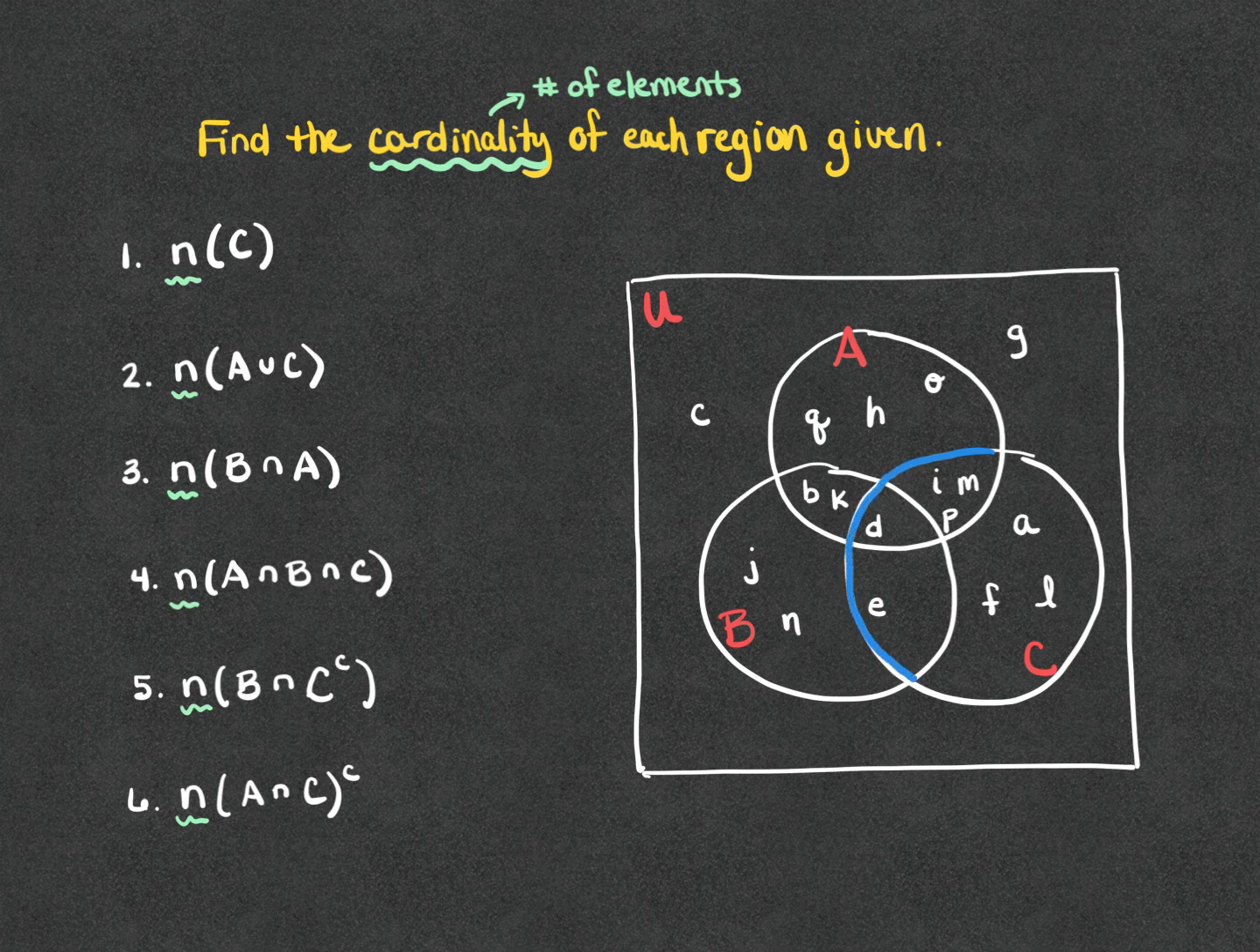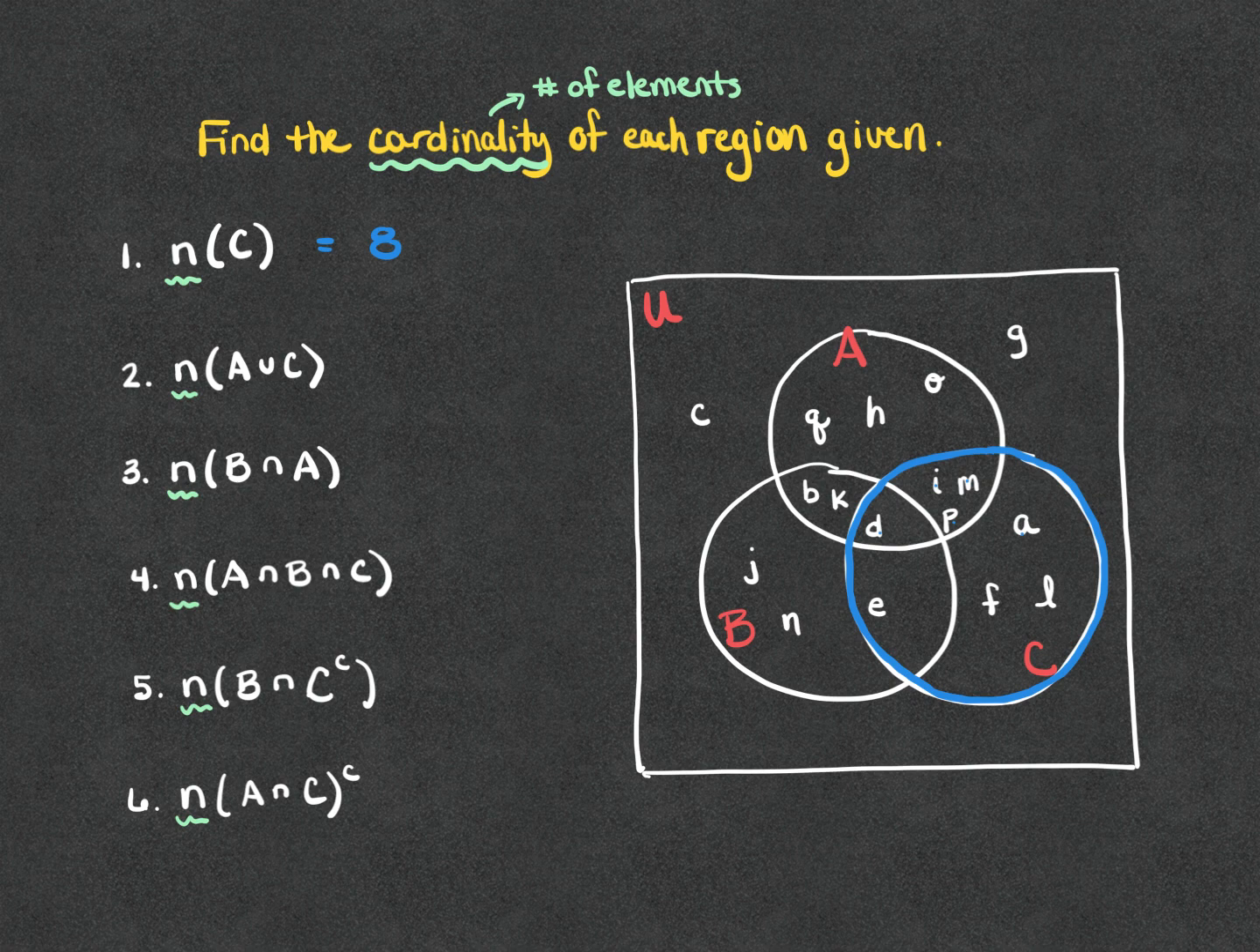So starting with number one, the number of elements in set C. So again, set C is this one right here. And so if we count the elements, we have 1, 2, 3, 4, 5, 6, 7, 8. 8 different elements, and so the cardinality of set C is 8.